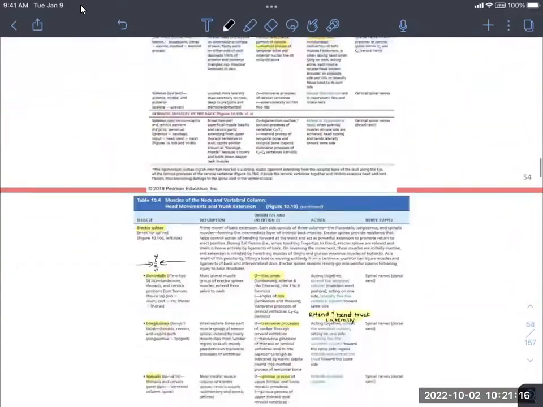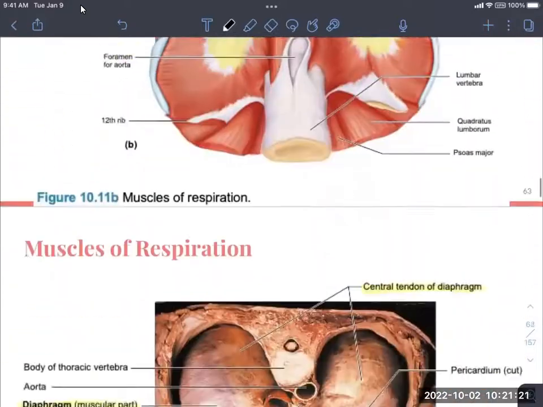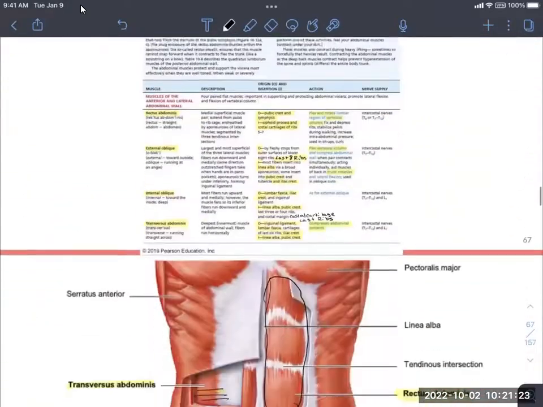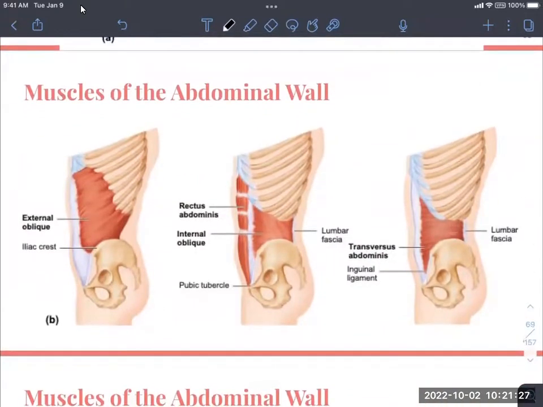Let's go back down. We were at our abdominal muscles. Here we go. So here's another look at some of these muscles. You see the external obliques as they go up. Internal obliques have more of a down pattern. Rectus abdominis.